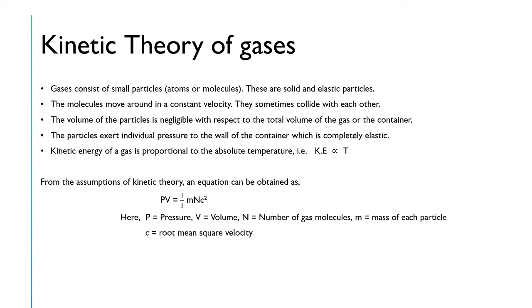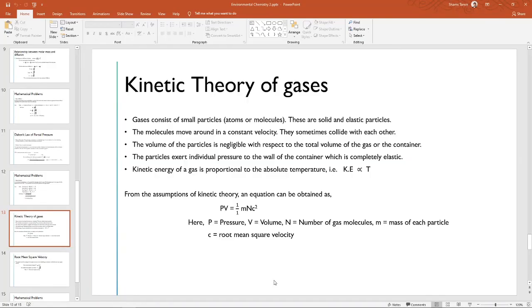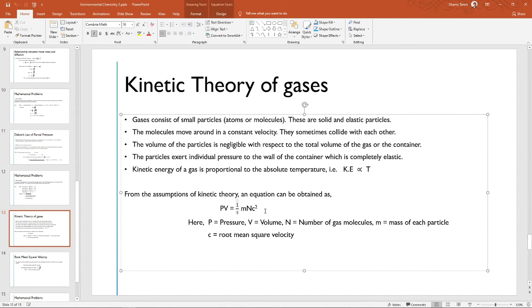And finally, kinetic energy of a gas is proportional to the absolute temperature. That is kinetic energy proportional to the temperature. And there are some other theory of kinetic theory of gases, but omitting those and making things easier, from the assumptions of the kinetic theory, an equation can be obtained, such as PV equals to, sorry, my bad, I have to correct this. PV equals to 1/3 mNc square.